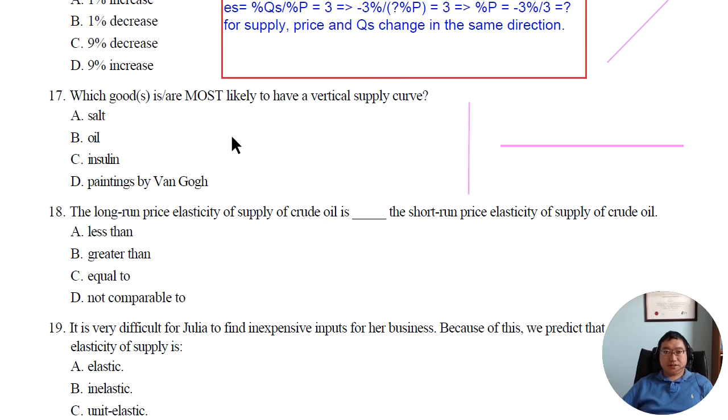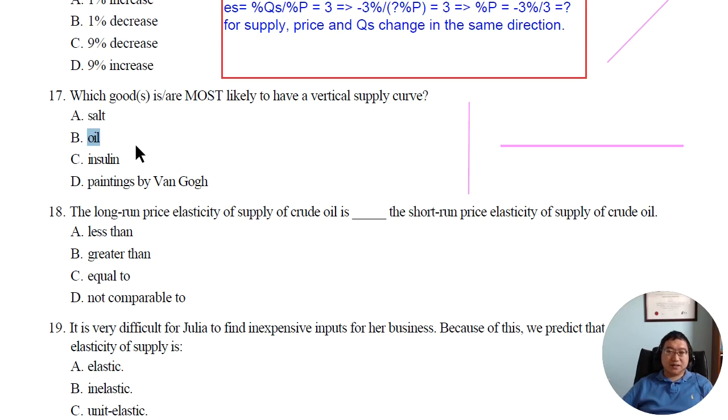Now let's look at all these items. Salt, you can get it from wells on the land. There are some mines you can get salt from. You can get, of course, sea salt, right? All this salt is very easy to produce. It doesn't cost a lot, so it won't have perfectly inelastic supply.